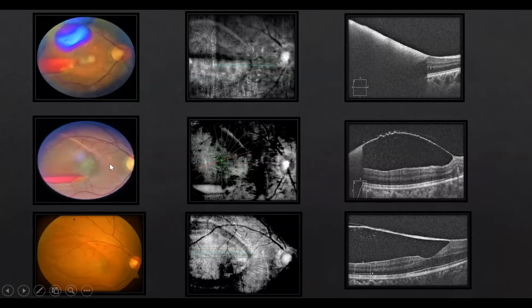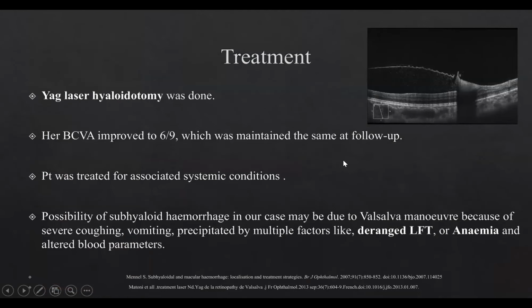Ma'am, can you hear me? Yes, continue. These are the serial photographs of fundus and OCT when she presented, and the 6/9 vision was stable and maintained in her regular follow-ups. She was also treated systemically. The possibility of subhyaloid hemorrhage in our case may be due to Valsalva maneuver because of the history of severe coughing and vomiting, and it can also be precipitated by multiple factors like deranged LFT, anemia, and altered blood parameters.